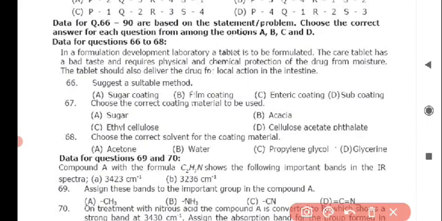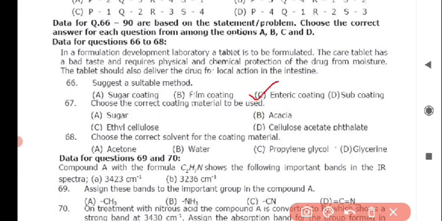So first statement is: in a formulation development laboratory, a tablet is to be formulated and the core tablet has a bad taste and requires physical and chemical protection of the drug from moisture. The tablet should also deliver the drug for local action in the intestine. So for this statement, the first question is suggest a suitable method. So the correct answer is option C, enteric coating.